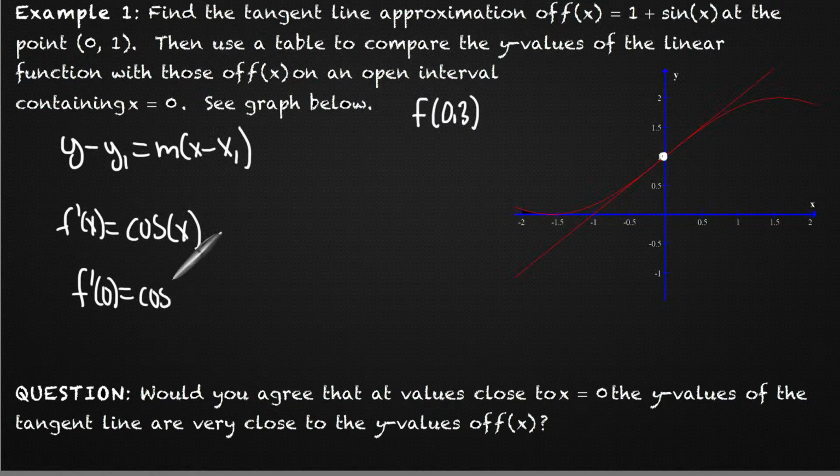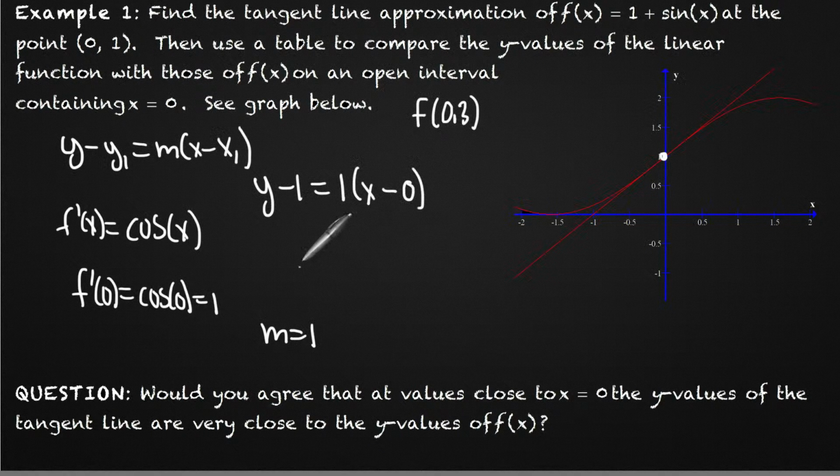And we get cosine of 0, which we know is 1. So our m is 1. So our y value is also 1. So y minus 1 is equal to our slope m, 1, times x minus 0. So essentially we end up getting y is equal to x plus 1.